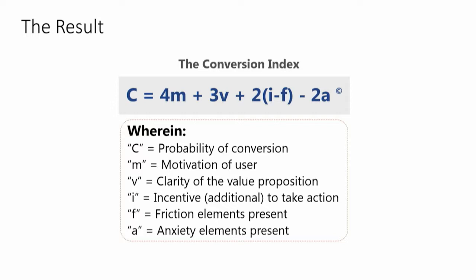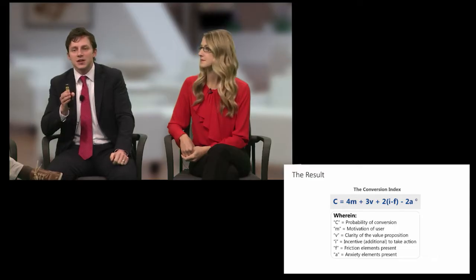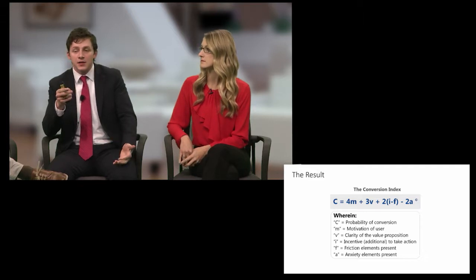It's pretty much saying that of all the tests that we have seen, especially when it comes to pages and things like that, the probability of conversion is the effect of really 5 elements. And this is just one of many heuristics that we have. Those elements are the motivation of the user, the clarity of the value proposition of your message, the incentive to take action, minus the friction elements present and the anxiety elements present. And really, this is a way for us to quickly see the things that really make a difference in the minds of the customer.